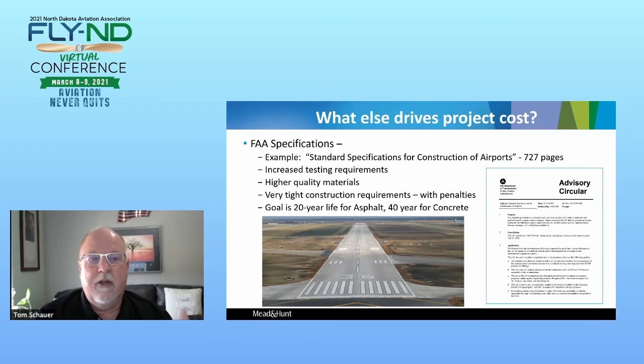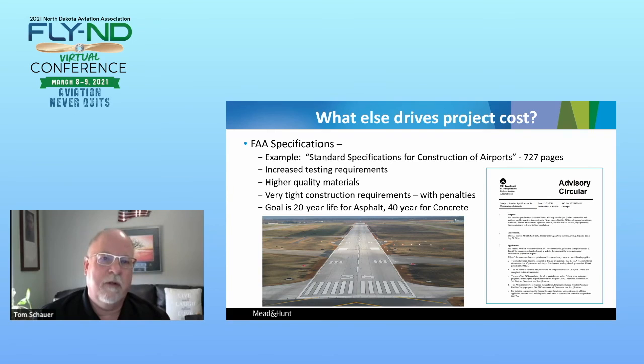FAA specifications: the last time I looked, 5370-10, which is just one advisory circular, is the specifications for construction on airports, 727 pages. And I know these are constantly in a state of being updated. Every 2-3 years, the FAA comes out with changes and updates. And this is just one advisory circular. There are many more that are part of this.